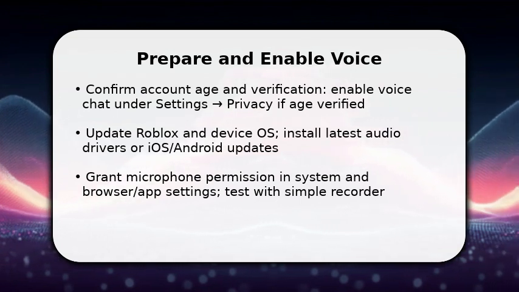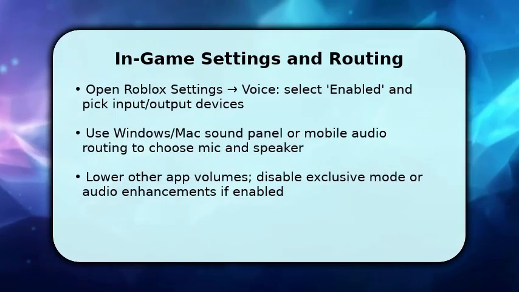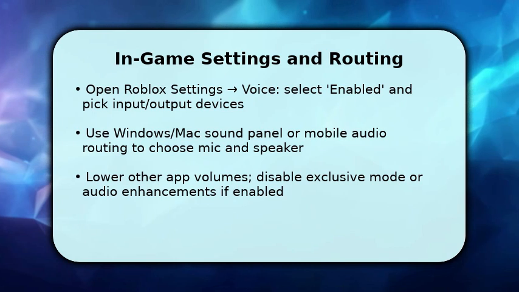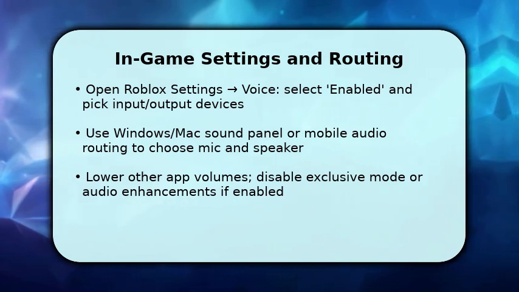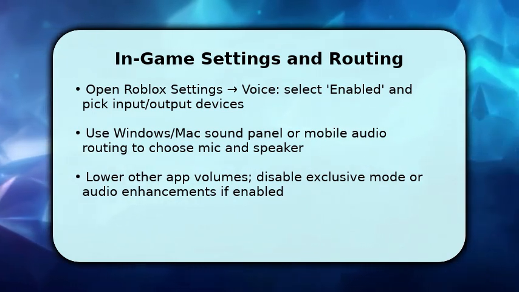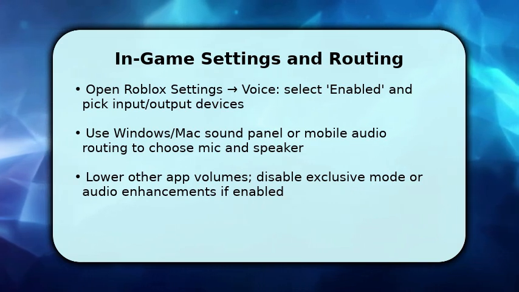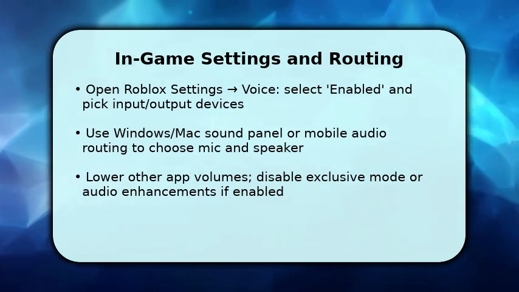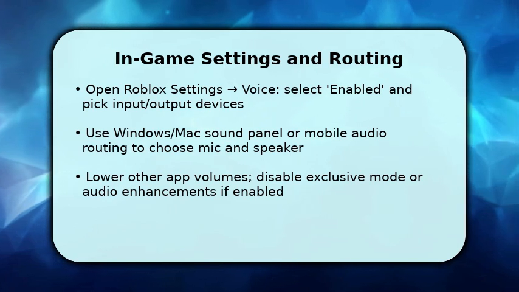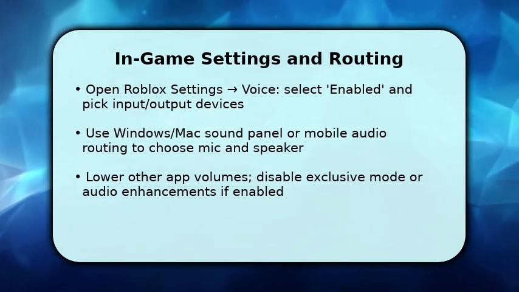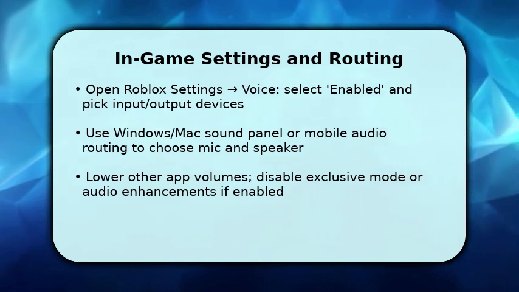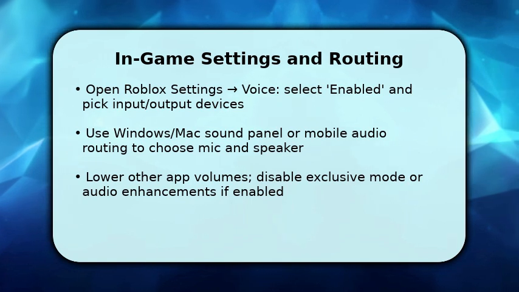Now configure in-game routing so voice actually transmits. In Roblox settings, choose voice and set it to enabled, then explicitly pick your input and output devices rather than relying on default. On PC, use the sound panel to route the correct microphone and speaker. On mobile, use Bluetooth or wired choices. Make sure no other app is grabbing the mic by disabling exclusive mode or audio enhancements. Lower background app volumes so voice is prioritized.